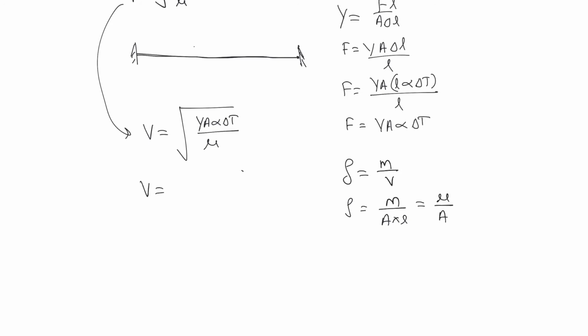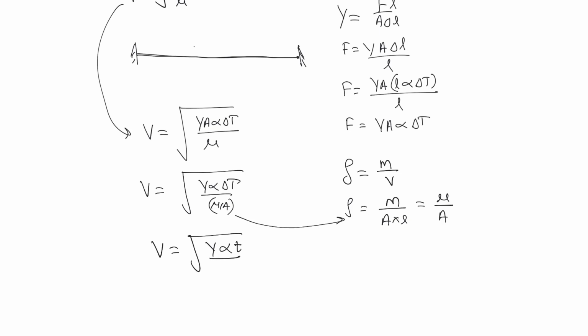So we can write V is equal to the square root of Y alpha delta T divided by mu by A. Now mu by A is nothing but the value of density. So V is equal to the square root of Y alpha delta T, where delta T is given as T in the question, divided by mu by A, which is equal to its volume density rho. So this will be the equation for velocity.